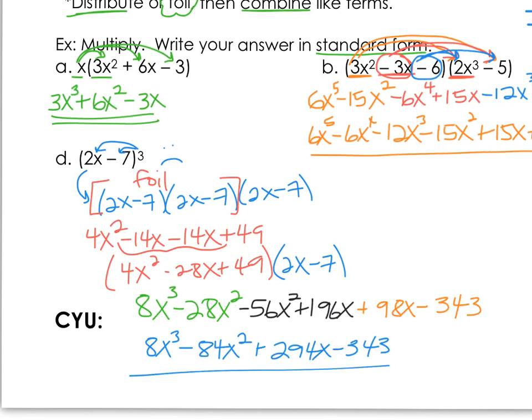Our last product, when you multiply 2x minus 7 to the third power, you should have 8x cubed minus 84x squared plus 294x minus 343. And that's it. These are our examples when you add, subtract, and multiply polynomials.